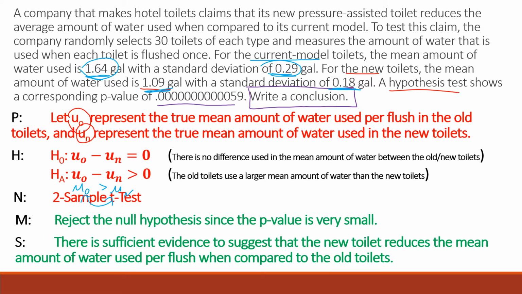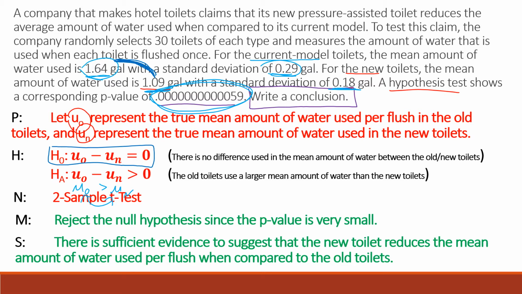When we write our conclusions, okay, first off, we're going to look at our p-value here. It's really, really small. So what that's telling us is that given that the null hypothesis is true, okay, so if there actually is no difference in the average amount of water used per flush, the probability of seeing a difference this large of 1.64 in one group of 30 and 1.09 in another group of 30 is extremely small. It would never happen in real life.